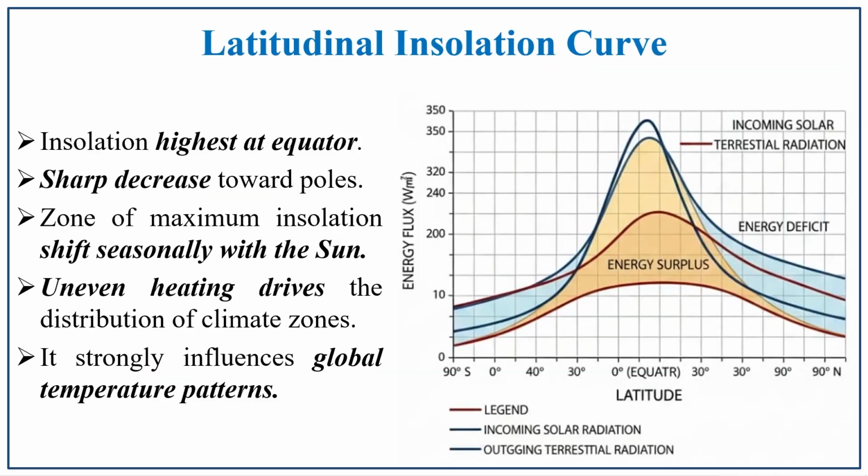Next is the latitudinal insolation curve. We have discussed this earlier, that is, the insolation will be high in the equator, and it has a sharp bend here, and drastically it will be low towards the pole. So, this uneven heating drives what? The distribution of climate zones, and it also strongly influences the global temperature pattern. So, the global temperature pattern is derived because of this insolation, the incoming solar radiation.